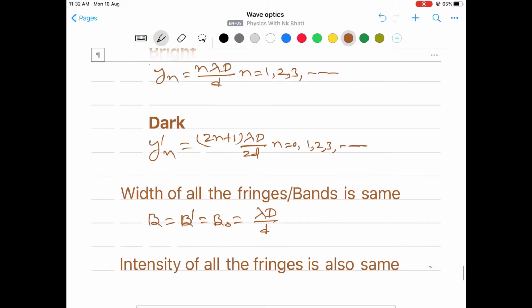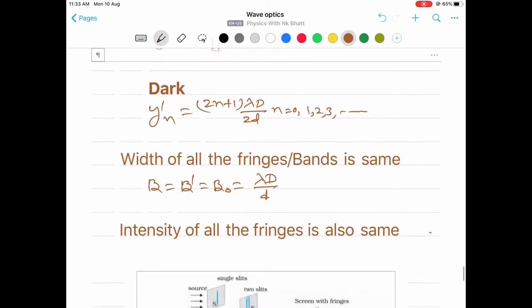In today's lecture, we will talk about intensity of all the fringes, and that is also found to be same. How can we understand this in proper way? That you will see in the remaining section of this lecture.